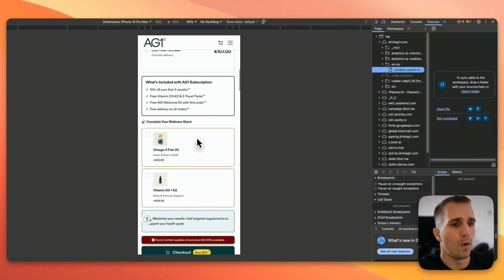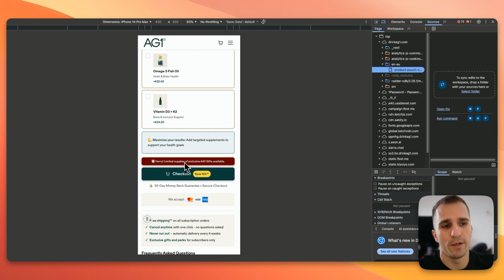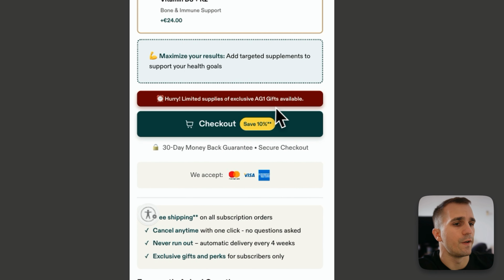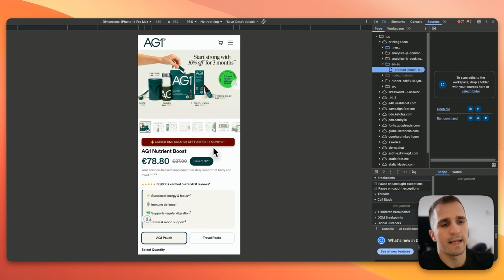When we scroll down, once again, you will see another section here. It's in the same color as this one: hurry, limited supplies of exclusive AG gifts available. Now, they're a little bit aggressive when it comes to this part, but you don't necessarily need to push it this hard as they do. Only having an element that communicates that there's some pressure, some urgency or scarcity on your product page is already going to be effective when it comes to making your customers act now as they're on your product page.